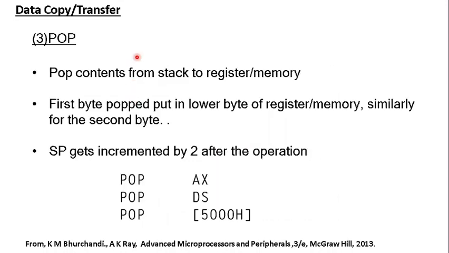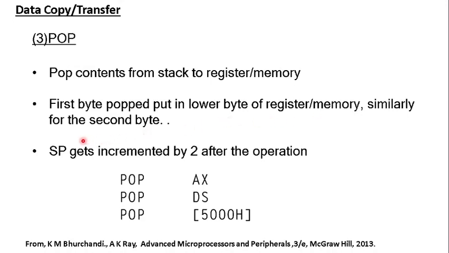Then the pop. The pop is the opposite of push, right? Using pop, we can take out contents from the stack. And again, here a 2 byte pop movement happens. Like in push, we can pop contents to either a register or a memory location. Then how are the contents arranged in the destination? The first byte popped is put in the lower byte of the destination, that is the register or memory. Then the second byte is put in the higher location of the register or memory.